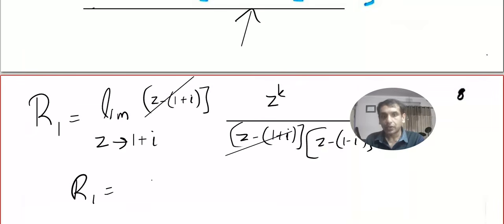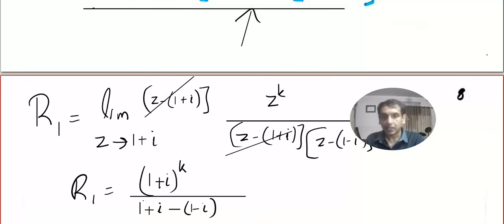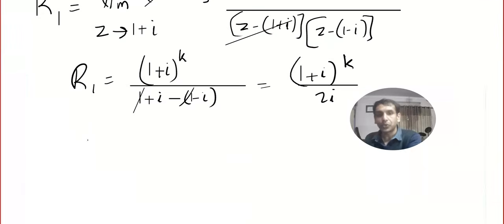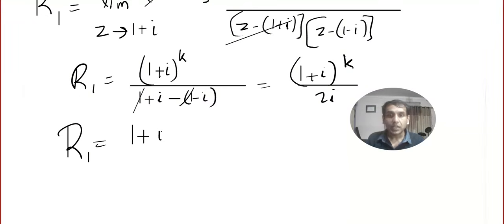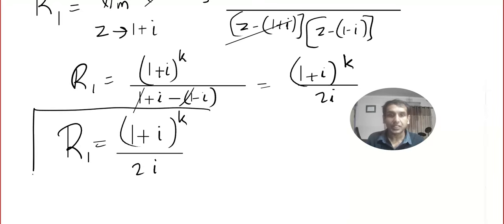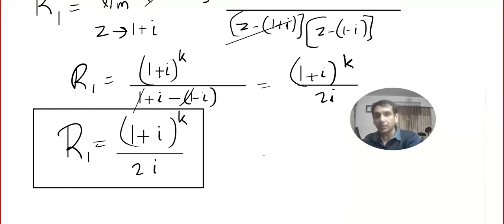So R1 equal to 1 plus i, the whole power k, whole divided by 1 plus i minus bracket 1 minus i. 1 and 1 will get cancelled. So I'm going to get 1 plus i, the whole power k, the whole divided by 2i. So note it down somewhere very clearly, because at the end we have to add all of them. So 1 plus i the whole power k, the whole divided by 2i. That's the first residue.